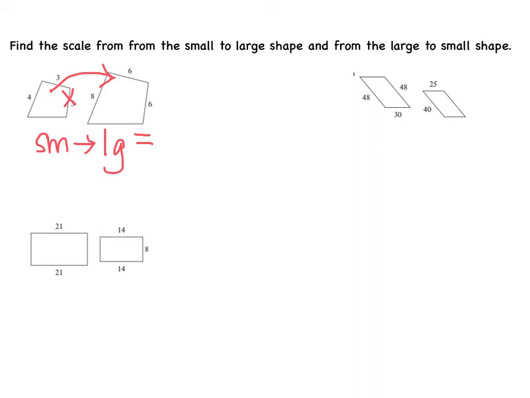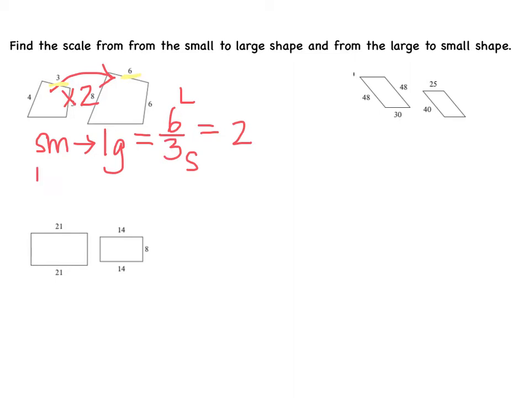So I am going to choose the 6 and the 3. And what I'm going to do is set up a ratio, 6/3. I'm going to put the dimension of the large shape as my numerator and the small shape as my denominator. And 6/3 simplifies to 2. So my scale factor from my small to my large is 2, because I multiply the dimensions of my small shape by 2 to get my large shape.